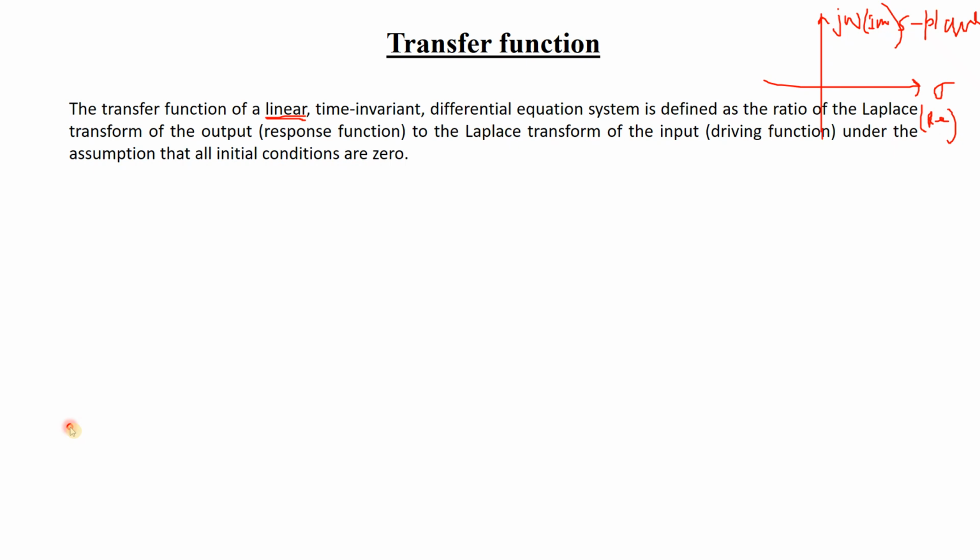So we have to transform the time domain to S domain. So it is the output of the Laplace transform. Okay, the ratio of the Laplace transform of the output divided by the Laplace transform of the input. So not output by input, but Laplace transform of output and Laplace transform of input. That ratio is called the transfer function, provided under the condition that all the initial conditions are 0.